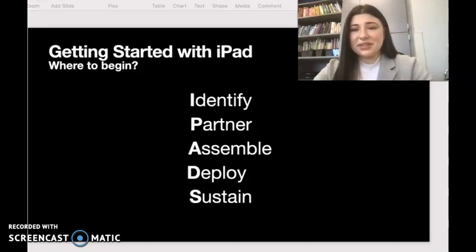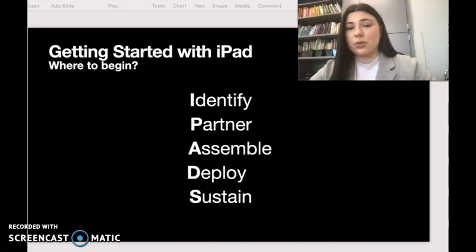So some of those steps that I found helpful for me in getting started with using the iPad is to always start by identifying a problem. It's going to waste your time and your students' time if we are just using technology in meaningless and inauthentic ways. It has to directly meet a need for it to really be something that's useful and worth your time.